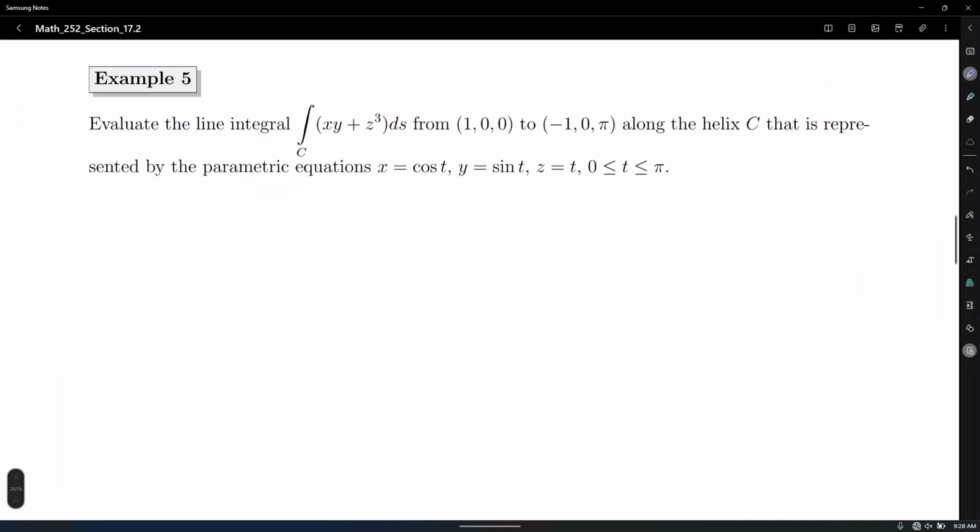What do we need? r prime. Let me write r first of all, because this is given in parametric form. r of t equals cosine t, sine t, t, and r prime equals negative sine t, cosine t, and 1. Careful, it's the derivative. Now we need to find the magnitude.